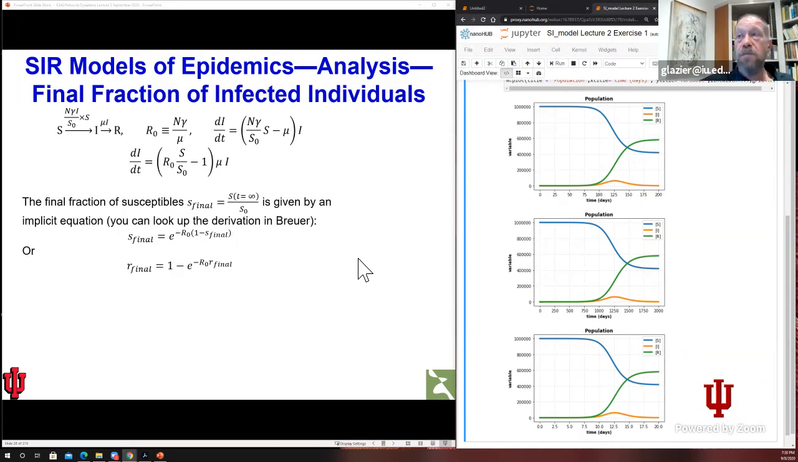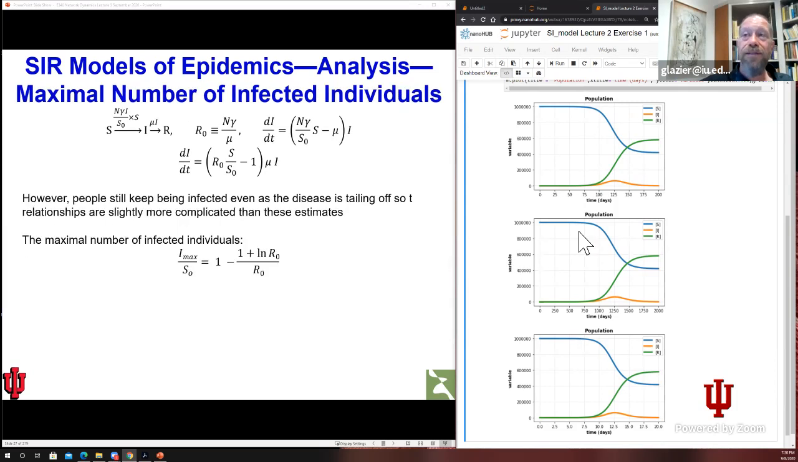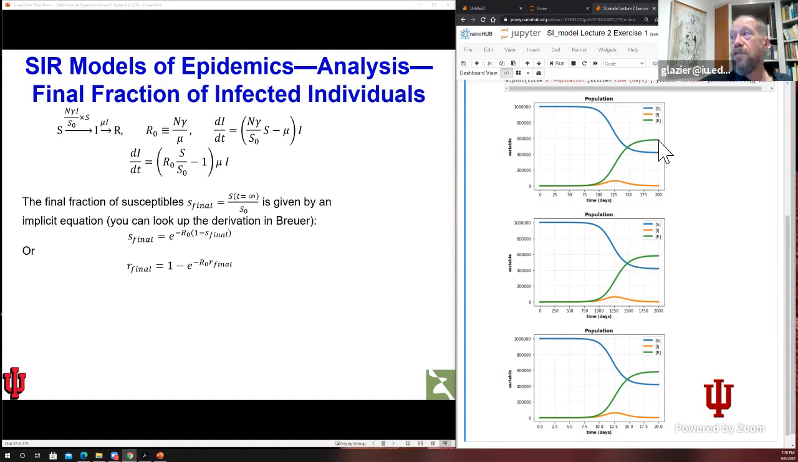Another thing to ask is what fraction of people, I'm sorry, I said at the end, excuse me, that was exactly wrong. This is actually the maximum value of our peak. So 1 minus (1 plus log R naught) over R naught is the maximum of the peak. That's the maximum fraction infected at any given time. If I want to know what fraction of people are infected at the end, that's a slightly harder problem.